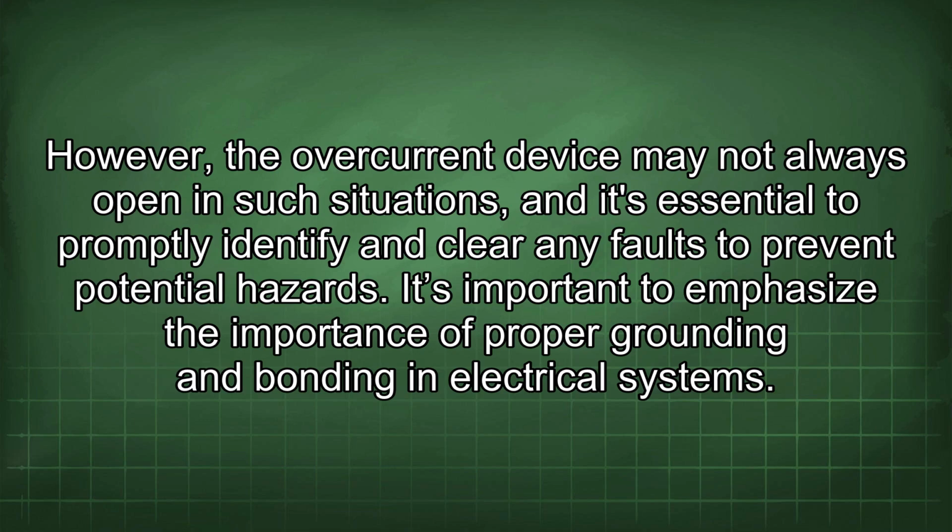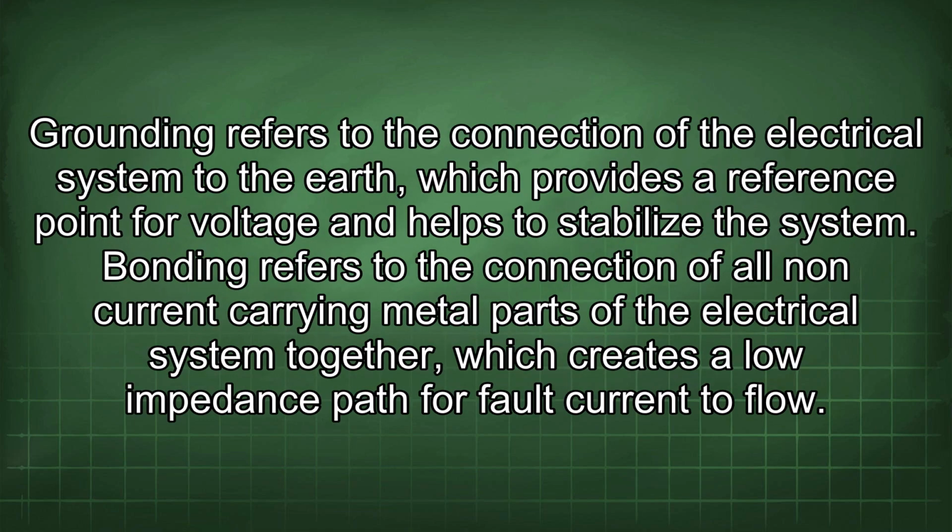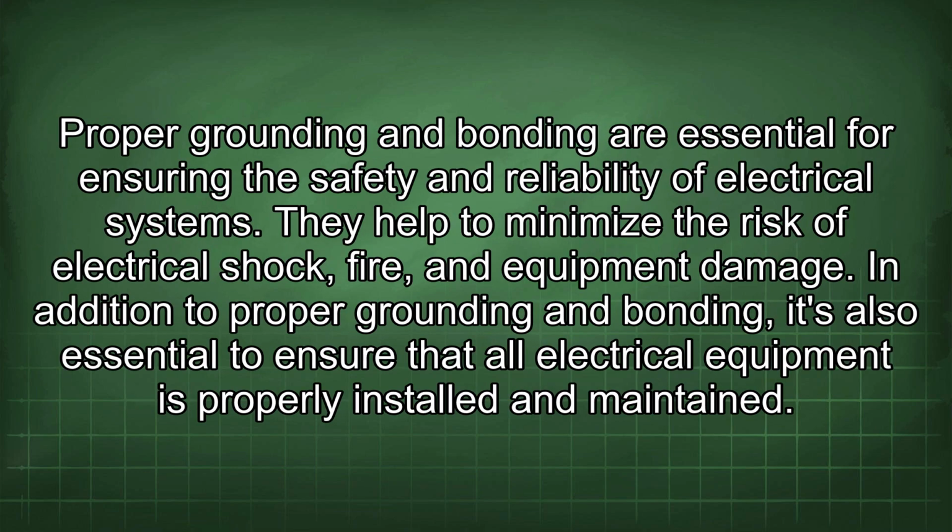It's important to emphasize the importance of proper grounding and bonding in electrical systems. Grounding refers to the connection of the electrical system to the earth, which provides a reference point for voltage and helps to stabilize the system. Bonding refers to the connection of all non-current carrying metal parts of the electrical system together, which creates a low impedance path for fault current to flow. Proper grounding and bonding are essential for ensuring the safety and reliability of electrical systems. They help to minimize the risk of electrical shock, fire, and equipment damage.